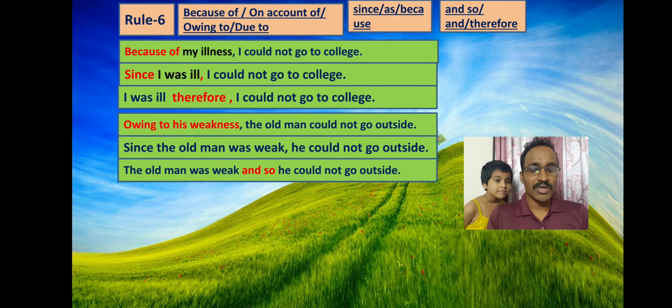And how to make it a compound sentence? Using and so, and, or therefore. So here we can use and so. The old man was weak and so he couldn't go outside. So this is how we can transform from one kind to another. Now let's move to rule 7.